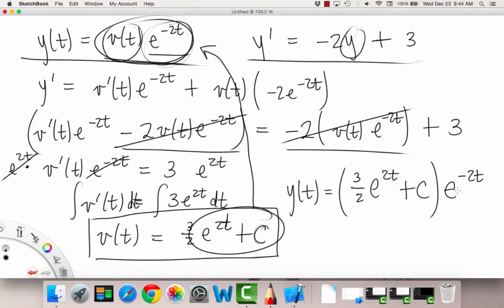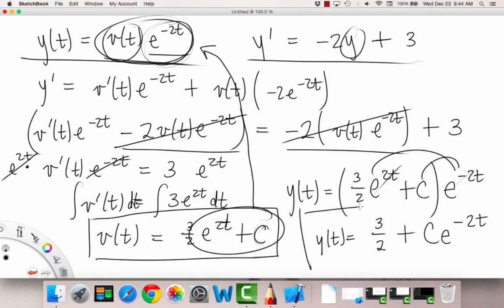Finally, we're just going to simplify. We distribute this to both of those terms, and we get y of t equal to 3 over 2, because those cancel out, and then plus c times e to the negative 2t here. That is our general solution to the inhomogeneous equation. All right, that was using variation of parameters.